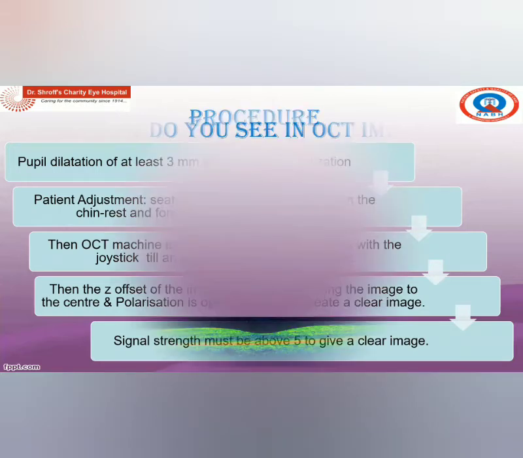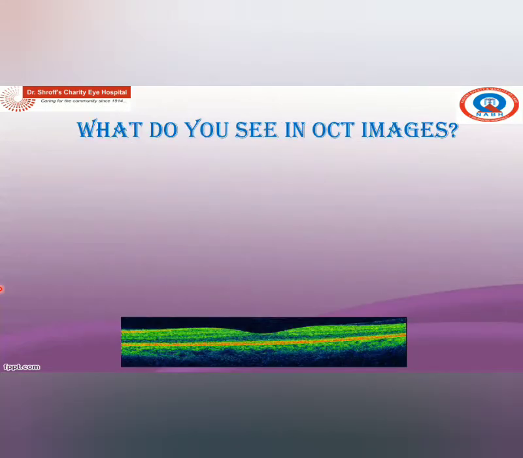So now what do we see in OCT images? Till now we have learned what is OCT, how it works, in what cases we need it, and what are the different scans available in the machine for retinal pathology. Suppose we have done an OCT and the patient is coming with this report, this picture is seen. What is this?